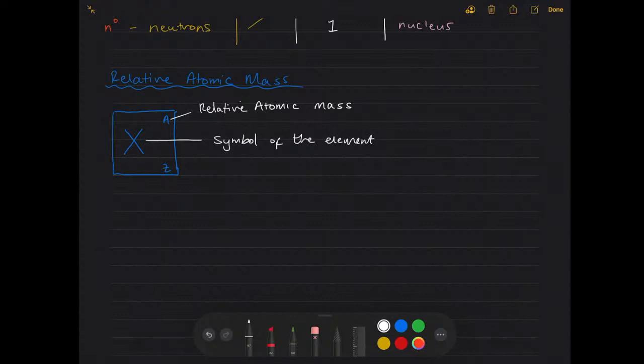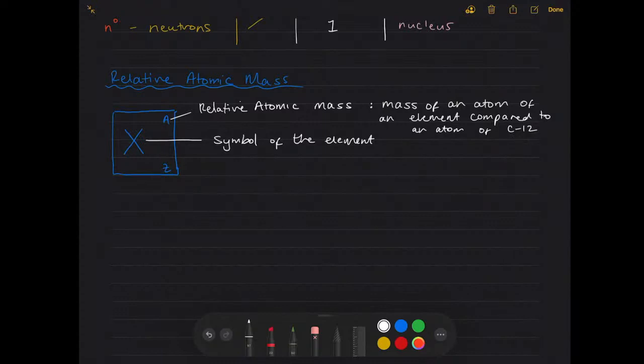And as the name suggests, it tells you the mass of an atom of an element compared to an atom of carbon-12.